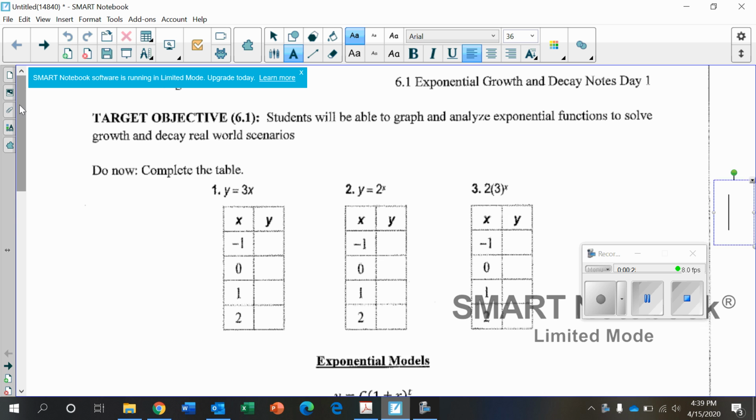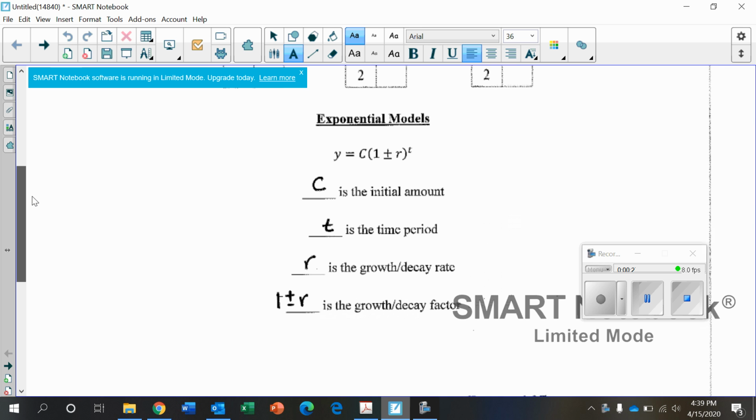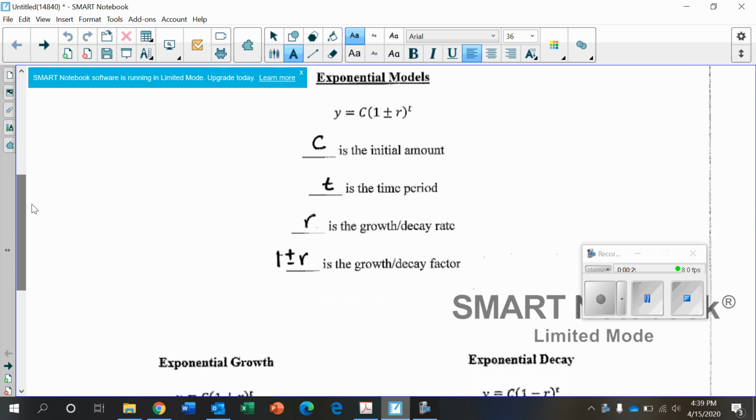We finished our last unit. This unit is going to be exponential functions, so we're just starting off with the exponential model. If you hear snoring, that is my puppy snoring on my lap.